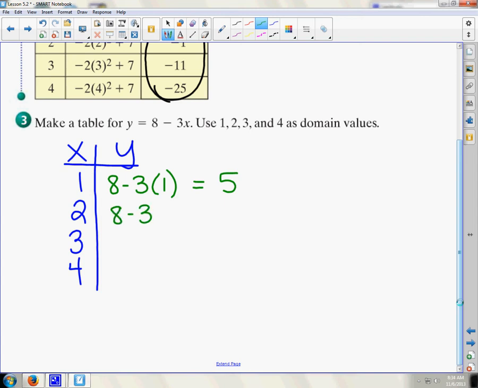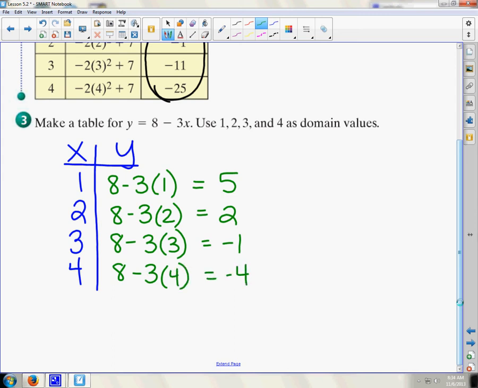8 minus 3 times 2. So 8 minus 6 is 2. 8 minus 3 times 3. 8 minus 9 is negative 1. And then 8 minus 3 times 4 is 8 minus 12, which is negative 4. So then I have my outputs here. These are my answers.